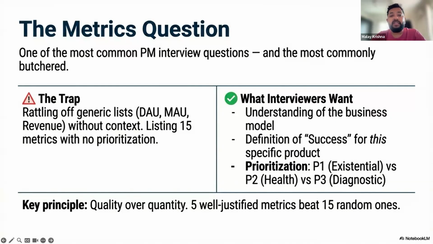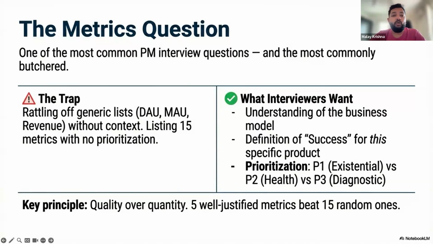Second, can you define success qualitatively before jumping to metrics? So success, for example, for Uber drivers means that they are staying on the platform, earning enough, and continuing to drive. So qualitatively, can you define success? The third thing interviewers look for is whether you can tell a story: why does this matter, what happens when it goes wrong, and how does it connect to the bigger picture?